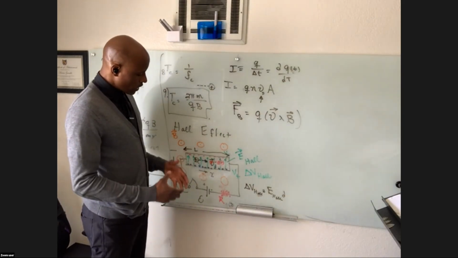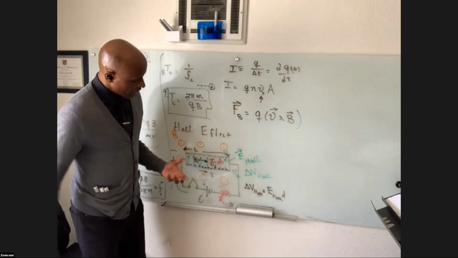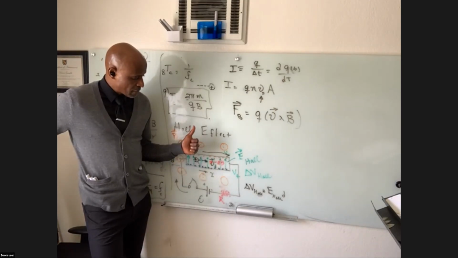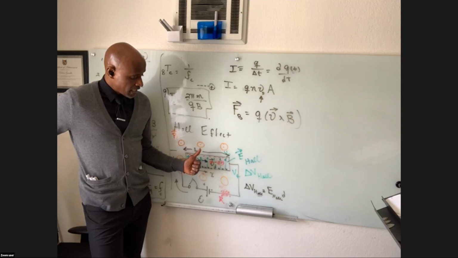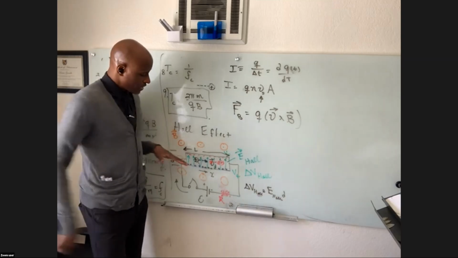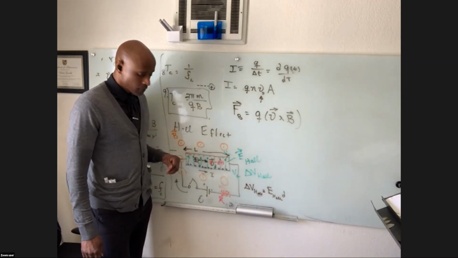So at some point, the Hall field will reach a maximum value. And that maximum value is going to be when the electric force due to the Hall field is equal and opposite to the magnetic force. And at that point, when the Hall field reaches that value, the current will start to pass through without being deflected. Does that make sense?